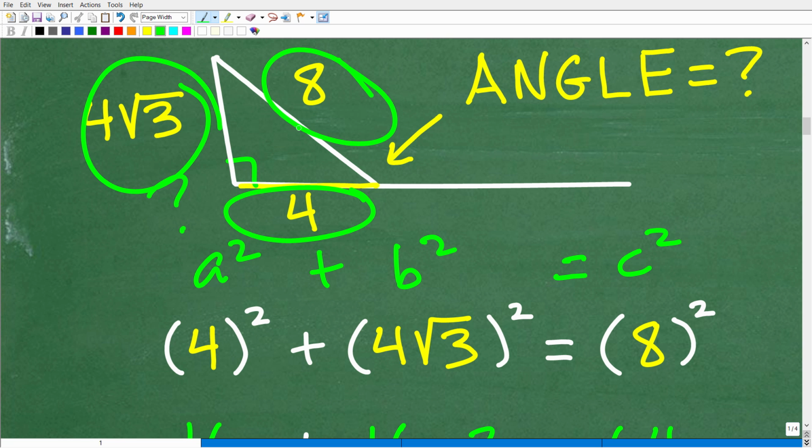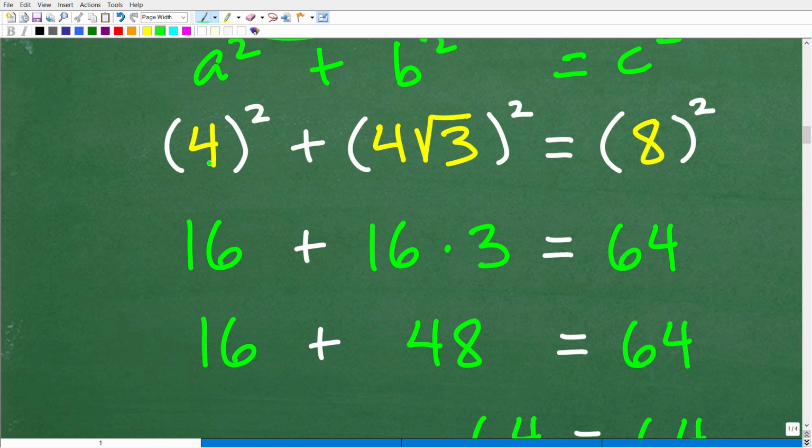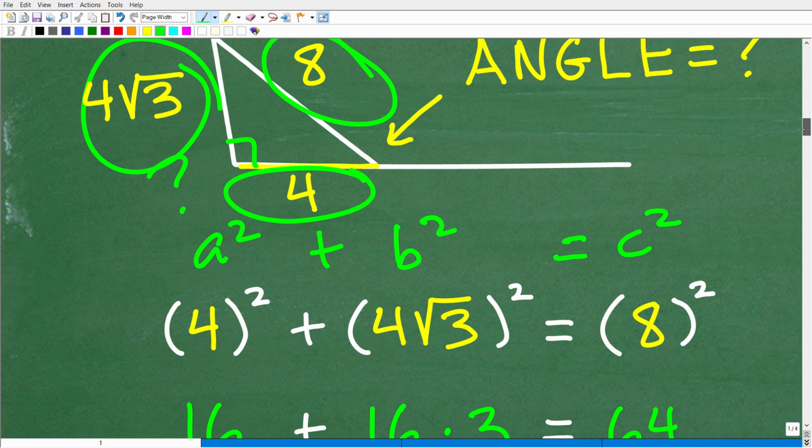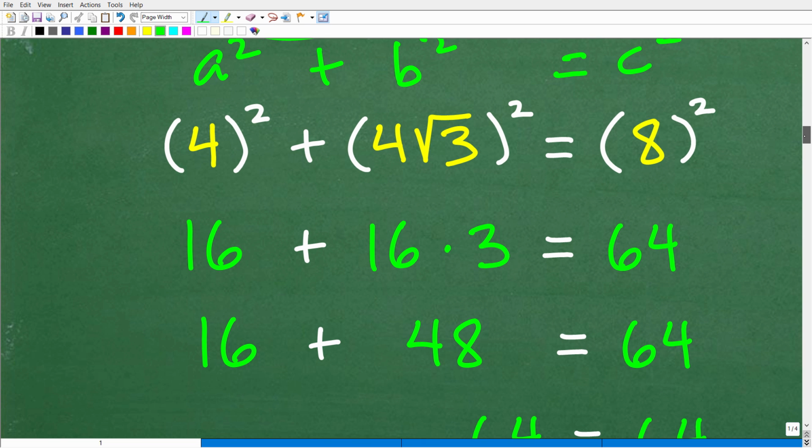Of course, the longest side is the hypotenuse, which is always C. And let's plug this in and see if this really works out. Okay, so a squared is going to be 4 squared plus b squared, and you can see these sides here. Let me scroll up here. B squared would be 4 square root of 3 squared, is equal to 8 squared, and let's simplify it and see if this is true.